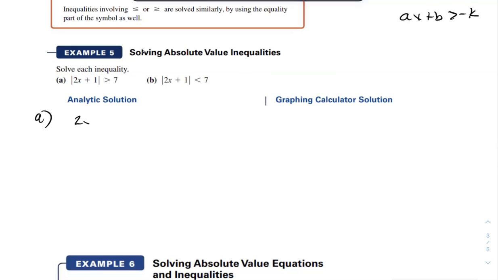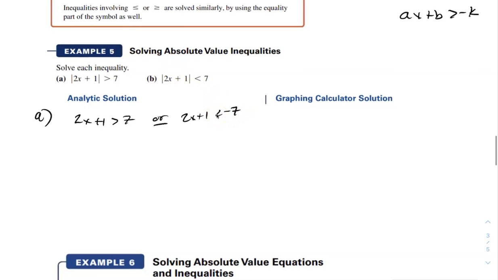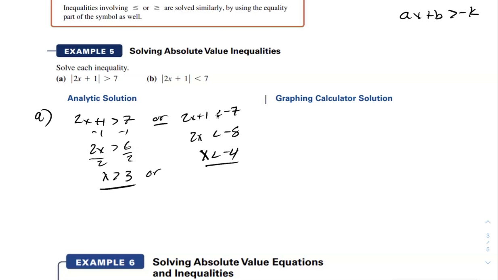So I'm going to do 2x plus 1 is greater than 7, or, because it's a greater than sign, 2x plus 1 is less than negative 7. Right? Because I changed the sign here, I got to change the inequality. Let me just solve it. X is greater than 3, or 2x is less than negative 8, x is less than negative 4. So there's my solution there.